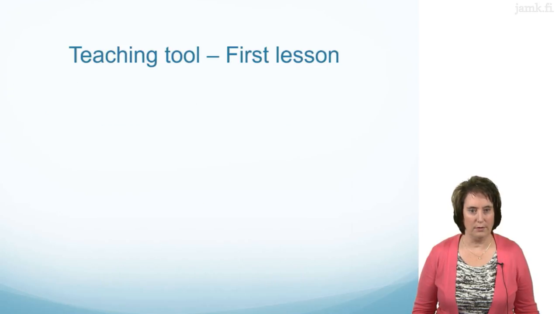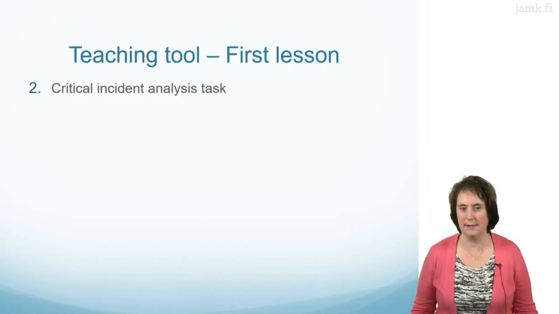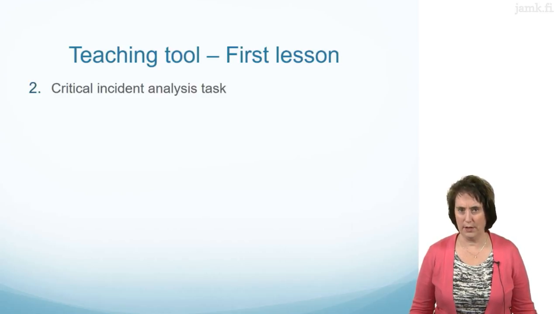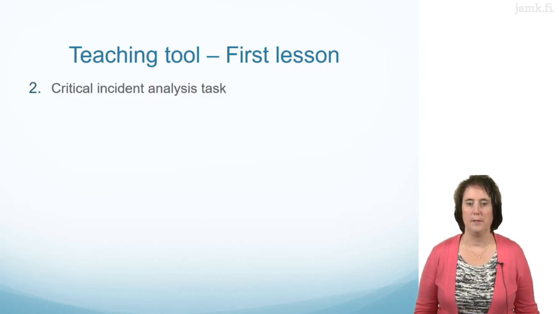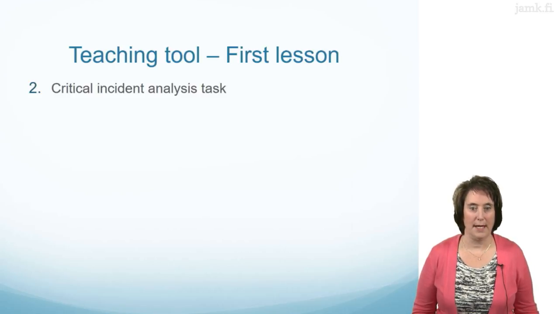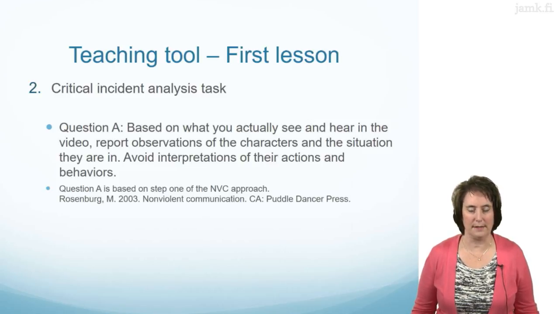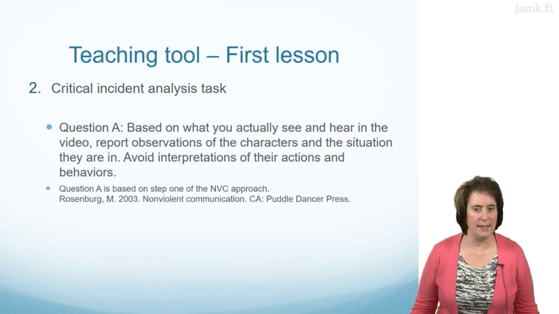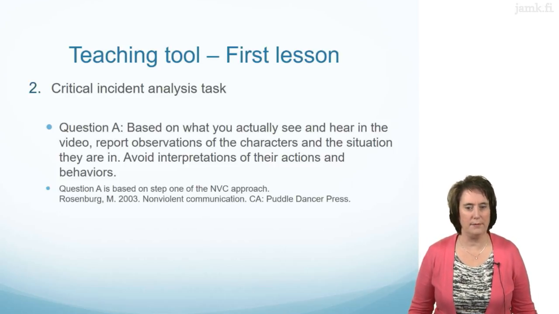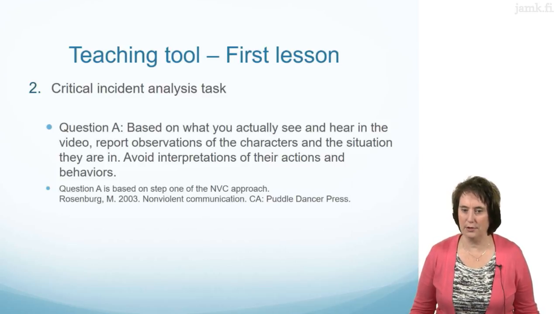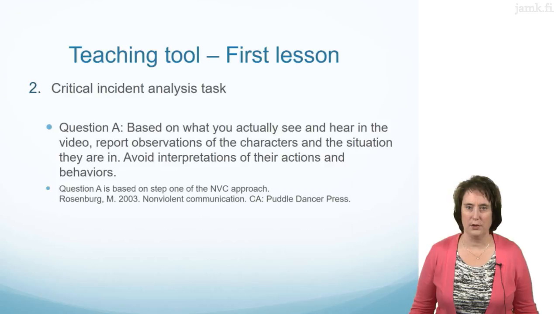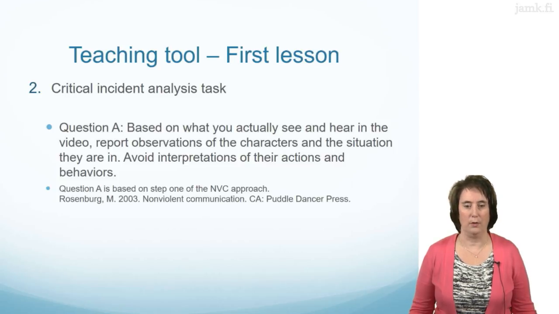After the video's over, we give them a piece of paper and we have them do a critical incident analysis task. We don't actually tell them that that's what they're doing, but we ask them two questions. And the first question is this: based on what you actually see and hear in the video, report observations of the characters and the situation they are in. Avoid interpretations of their actions and behaviors. So we ask the students to just describe what they saw in an objective way. Who was there? What were they doing?